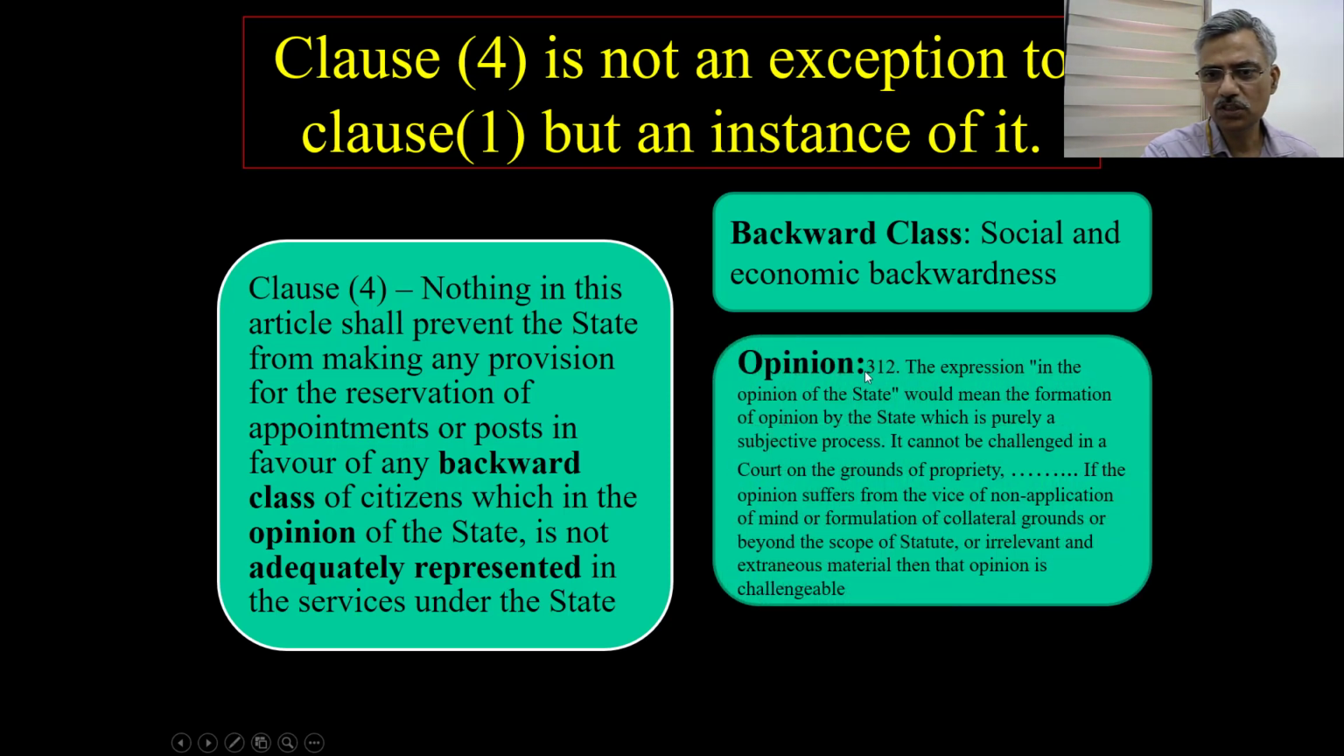When it comes to the question of opinion, the Supreme Court said that this opinion has to be formed by the state. So the Supreme Court held the expression 'in the opinion of the state' would mean formation of opinion by the state, which is purely a subjective process. It cannot be challenged in court on the grounds of propriety. However, and this is important, if the opinion suffers from the vice of non-application of mind, or formulation on collateral grounds, or beyond the scope of the statute, or on irrelevant extraneous material, then that opinion is challengeable. So the Supreme Court held that the court can go into the question whether the opinion has been formed based on cogent data and collateral evidence.